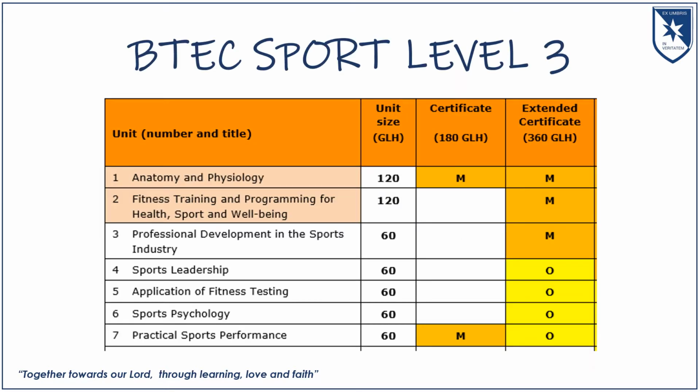Let's start by running through the outline of the whole BTEC Sport Level 3 course. We're interested in this diagram here. We are only interested in the extended certificate. This is the qualification that we're looking to achieve here, and that comes with 3 mandatory units. They are the anatomy and physiology, fitness training, programming for health, sport and well-being, and the professional development in the sports industry. We also then get a choice of 1 optional unit, which we're going to be covering, Unit 7, Practical Sports Performance.